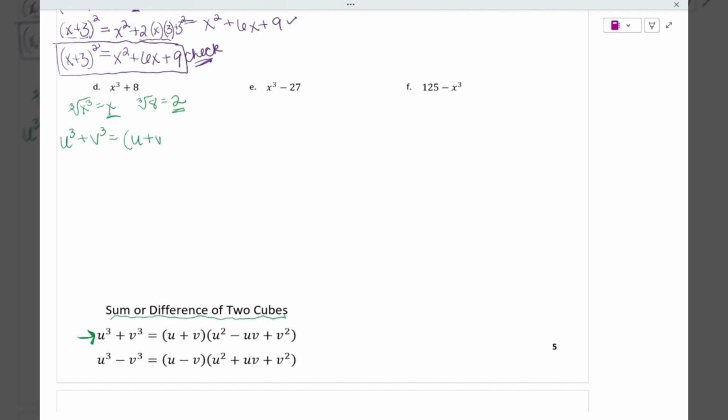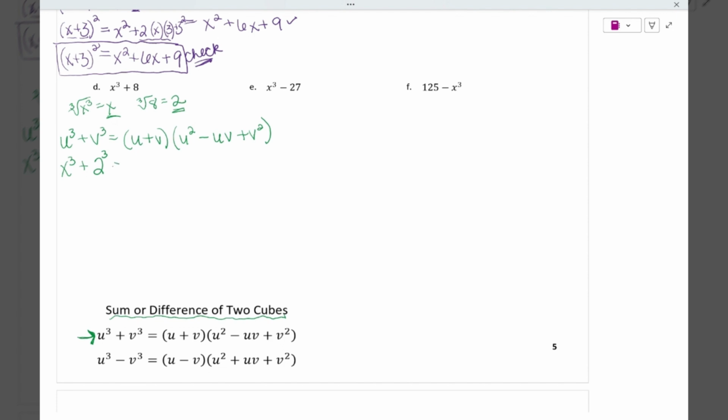It's u plus v, and then you square the first term, you subtract the product, and then you add the square of the last term. So again, my u is the x, my v is the 2, because 2 to the third is 8. So I'm looking at the cube roots of both of them.